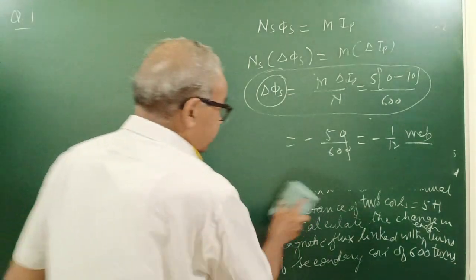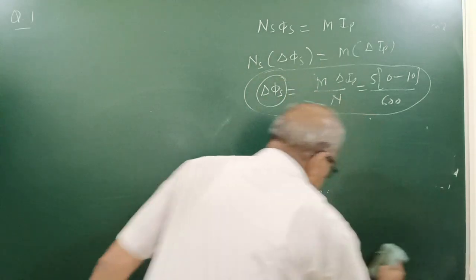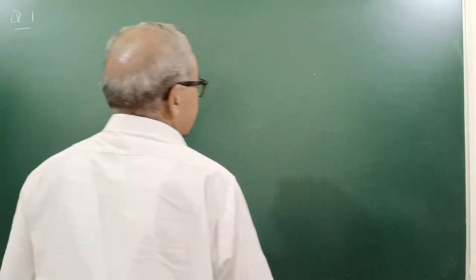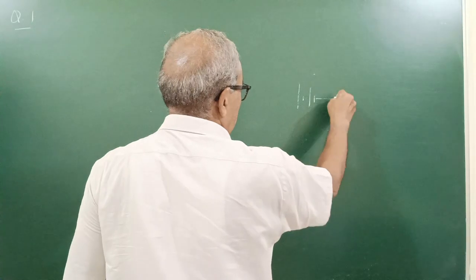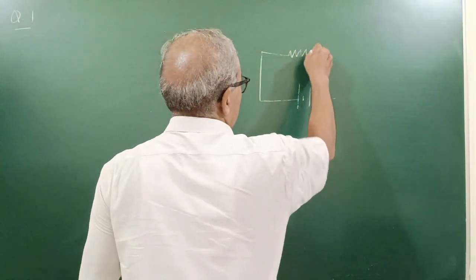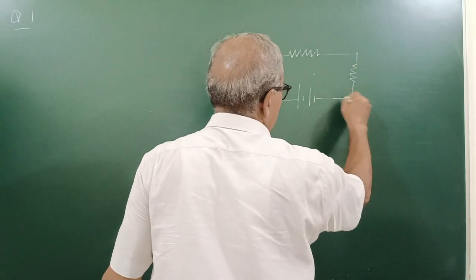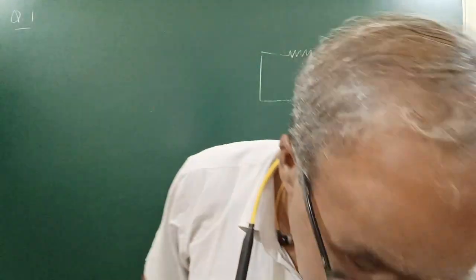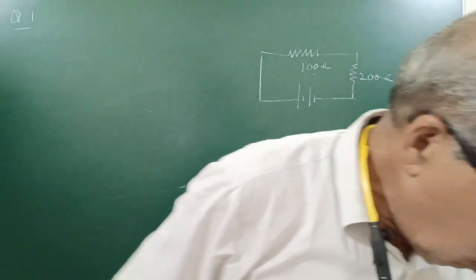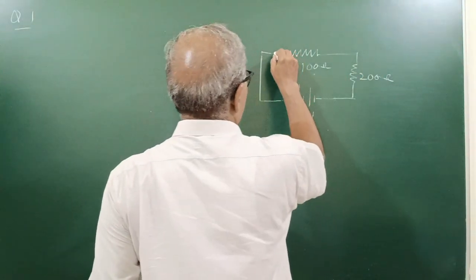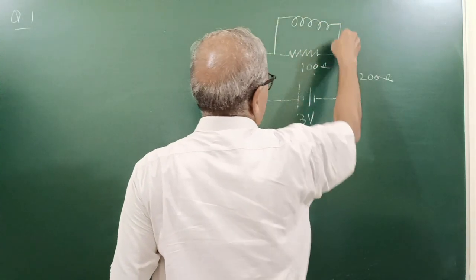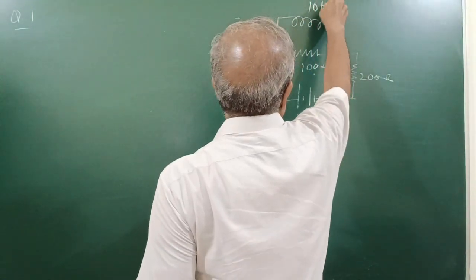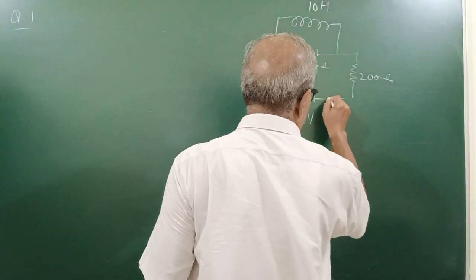Now I come to a very good question here. I like that question most because it makes so many things clear. Here in this figure, there is a battery, and here are resistances: 100 ohm, 200 ohm, 200 ohm, 100 ohm, and a battery of 3 volt. And here we connect a pure inductor of 10 Henry. So here is a switch key.